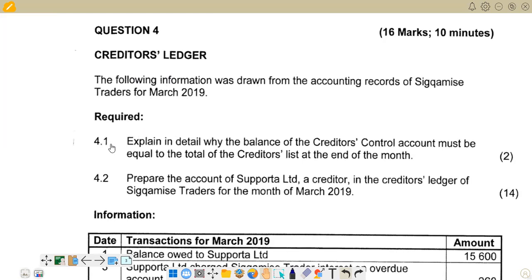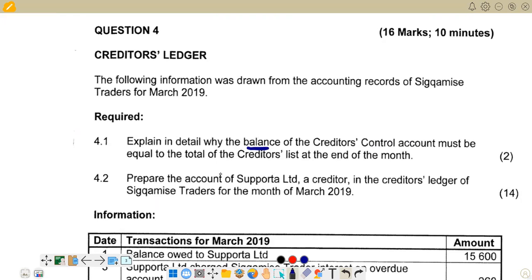The first part of the required reads: explain in detail why the balance of the creditors control account must equal the total of the creditors list at the end of the month. So according to this question, when you are preparing the creditors control account and the creditors list, we take information from the same set of journals. So the information that we expect in the control account should be the same information that we expect to see in the creditors list, that is the creditors ledger. So that's why we should see these two accounts balance, having the same balance.